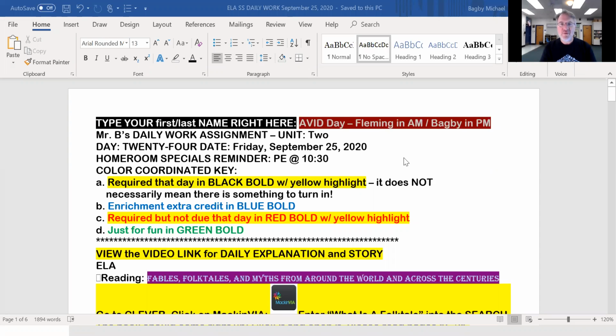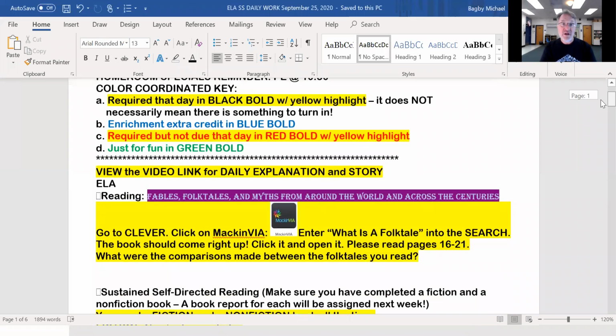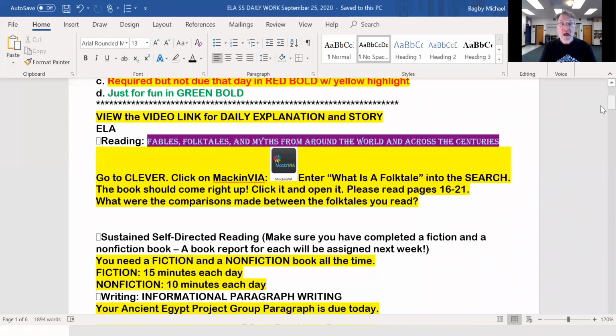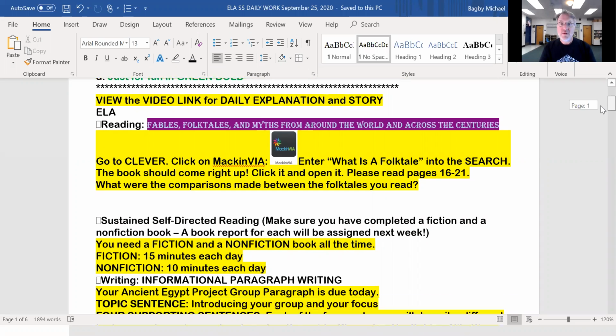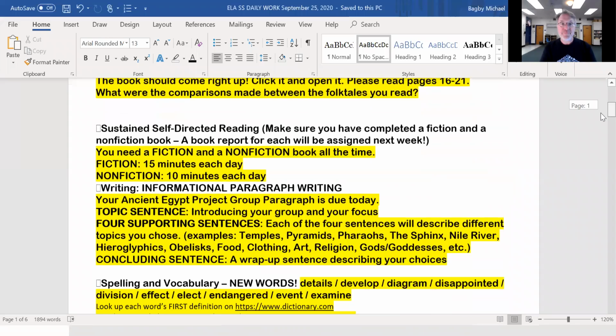Friday, September 25th, 2020, day number 24. Goodness gracious. Avid day, Fleming in AM, Bagby in PM. That key, I hope it's helping you. This key right here, the color coordinated key. I will be reading to you Mac and VIA after we go through and explain the rest of the daily work assignment today.